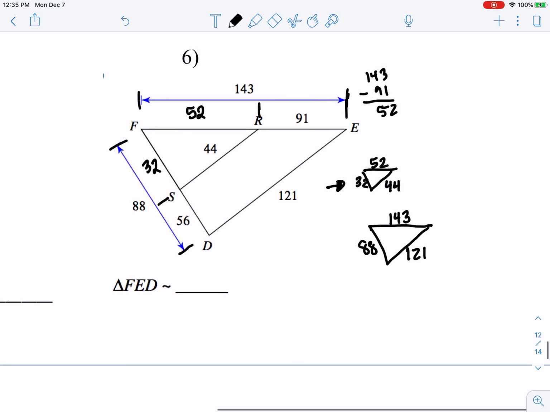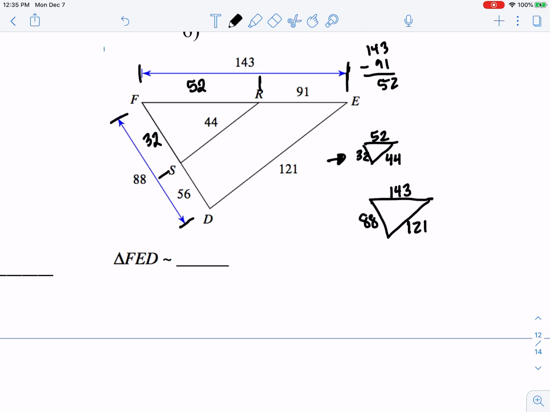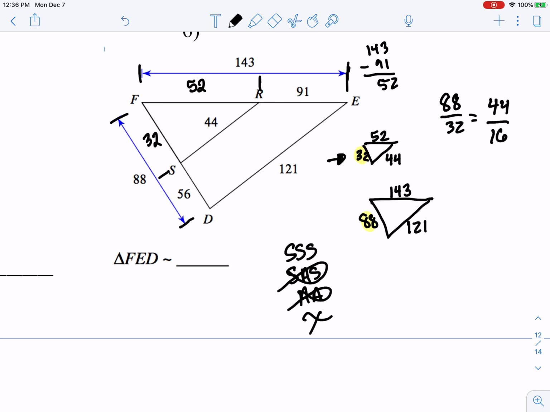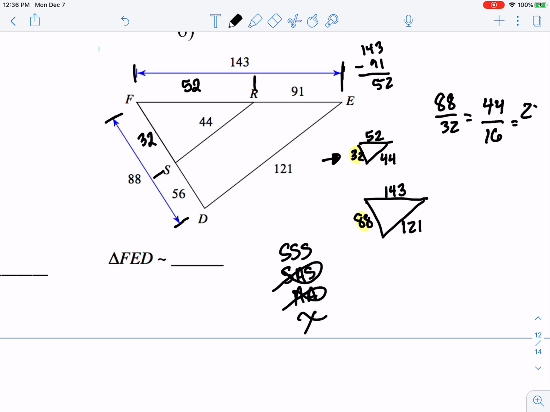All right. And now I know 6 sides. So it's either going to be side, side, side, side, angle, angle for similarity. I don't know any angles, so it can't be the bottom 2. The only other option is not similar. Well, your small side, which is 32, to your small side, and your big: so 88 to 32. It's 44 to 16. It's 22 to 8. It's 11 to 4.